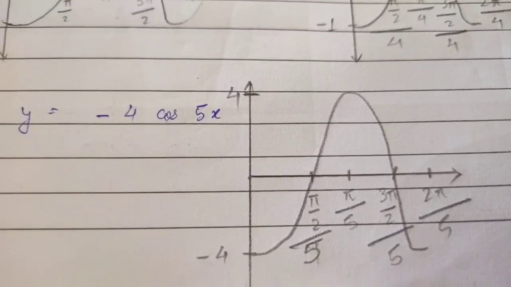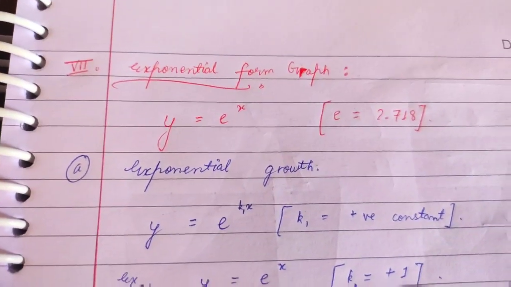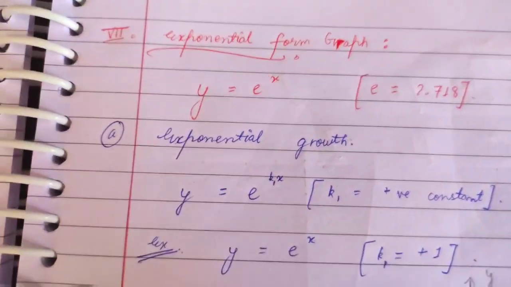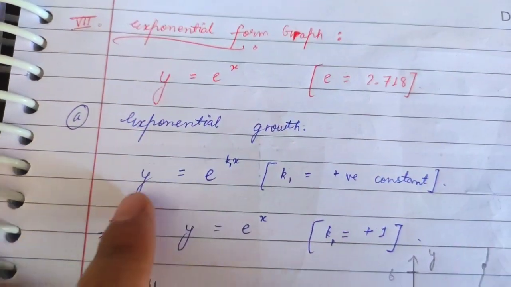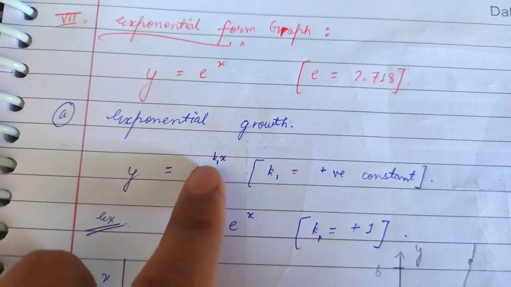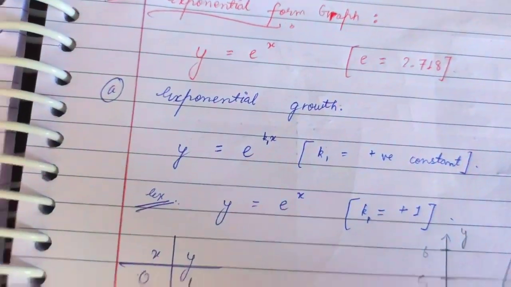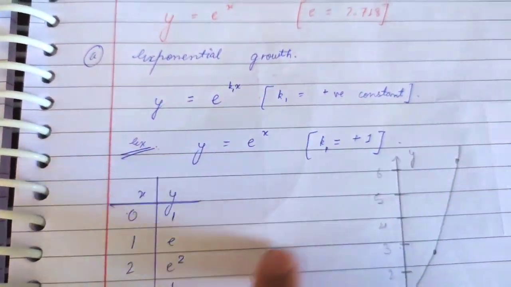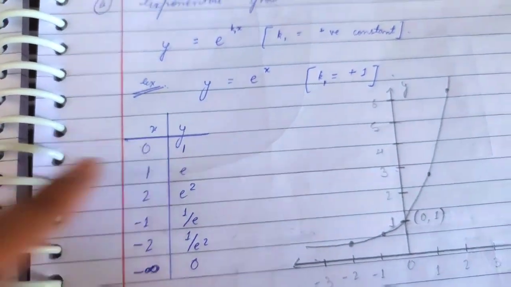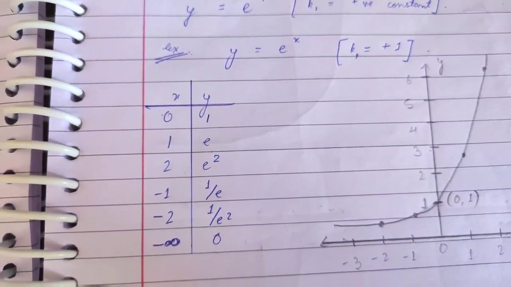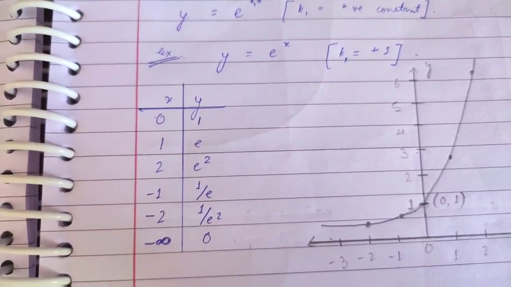Now the next type of graph is the exponential graph, and its equation is y equals e to the power x. The value of e is 2.718. First is exponential growth, where e to the power kx, k is a positive constant. We are first taking the value of k as plus 1. Then we make the values: when x is 0, y is 1, when x is 2, y will be e square, and similarly it goes on.